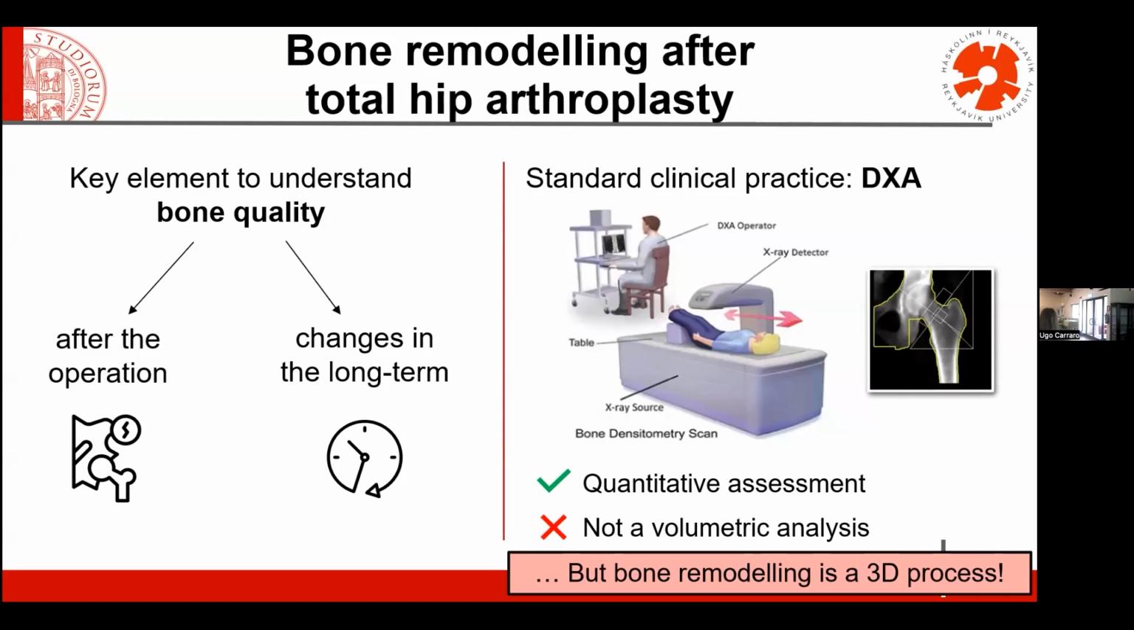So just to briefly introduce the context, bone remodeling after total arthroplasty is an important factor to understand bone quality right after the insertion of the prosthesis, and also to assess how this process can change in the long run. Existing studies use DEXA scans to assess bone mineral density in 2 dimensions, which gives a quantitative assessment of bone mineral density, but it can lose some pivotal features since bone remodeling is a 3D mechanism.